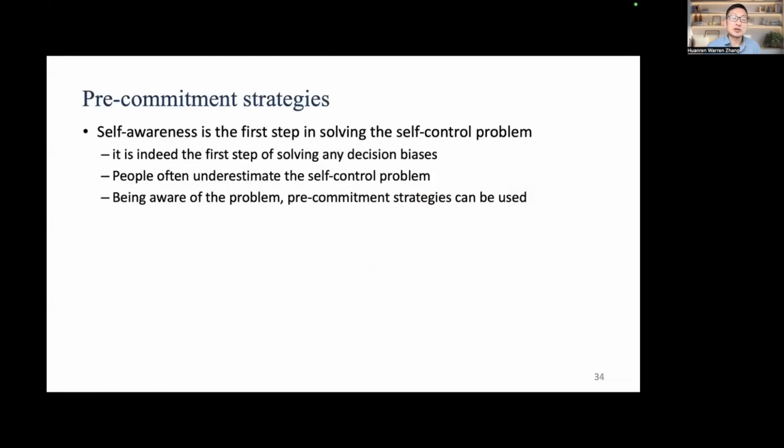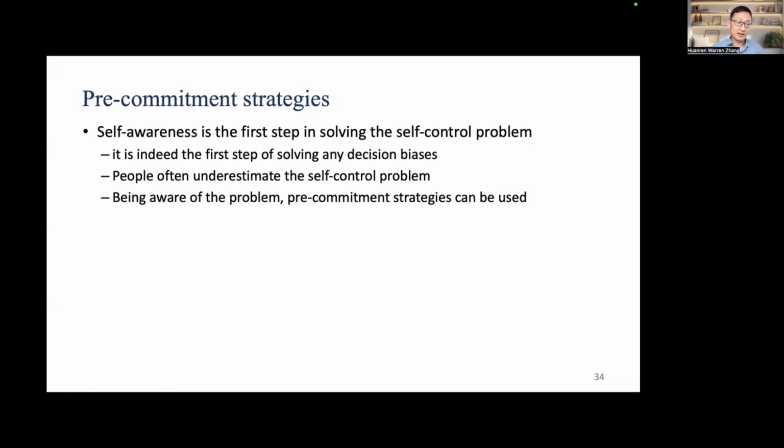Now talking about how to solve the self-control problem, because we probably all want to make good decisions and control our temptation, right? To make decisions that are good for us in the long run. We could have this pre-commitment strategy. In order to employ the pre-commitment strategy, it is important to realize that awareness or self-awareness is the first step in solving the self-control problem, right? It is also the first step of solving any decision biases.